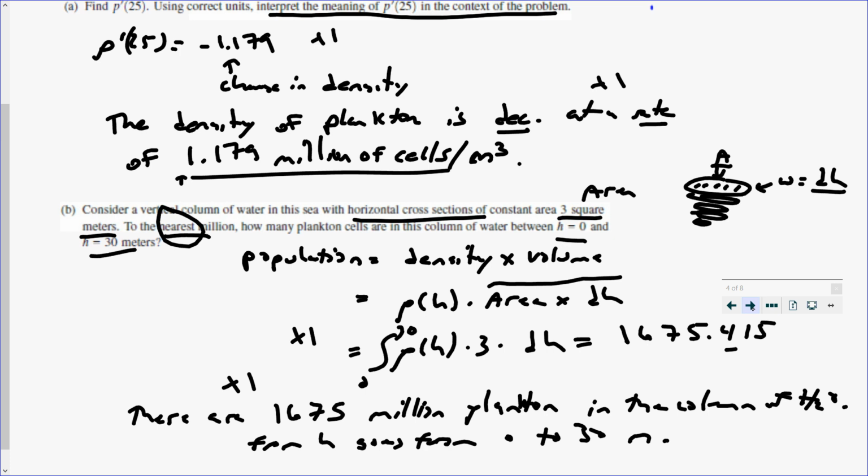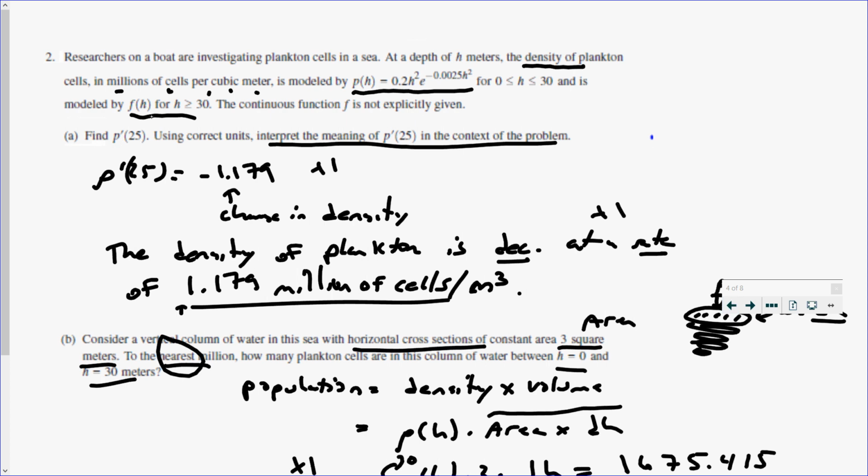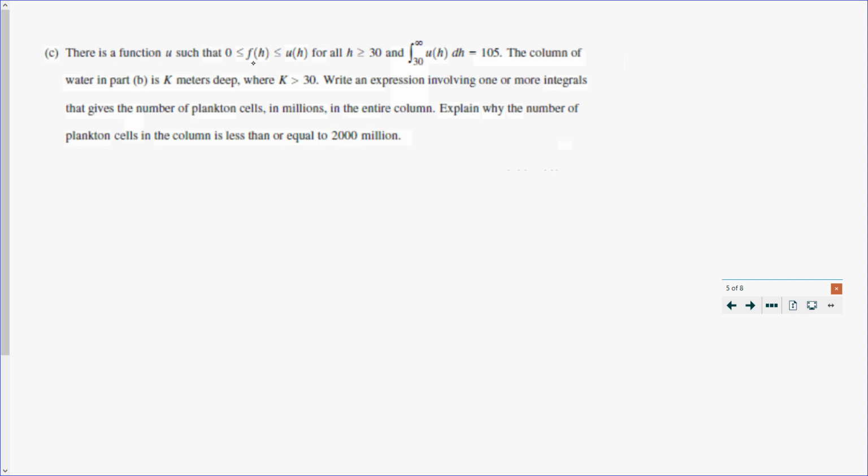Question C is kind of an interesting one. It says there is a function u such that f is between 0 and u. Now remember, what does f represent? F represents the density after 30. So we're saying that this is the density after 30, for all h greater than 30, and that the density model between 30 and 0 is 105. Now, what is that telling us?